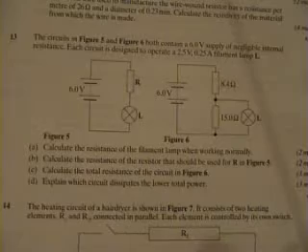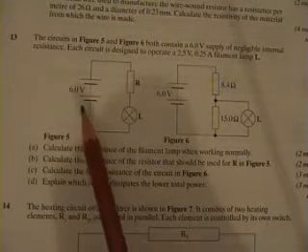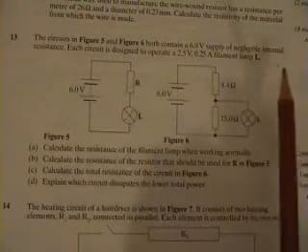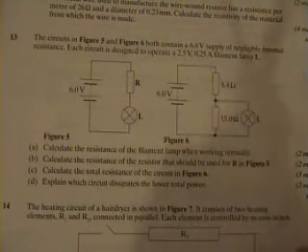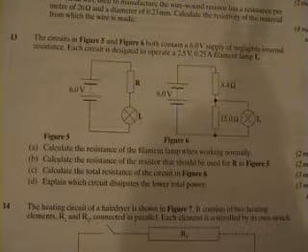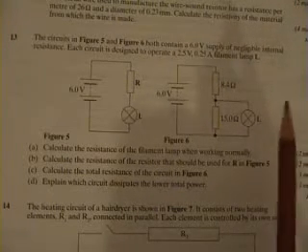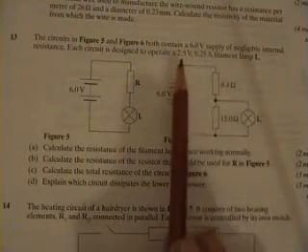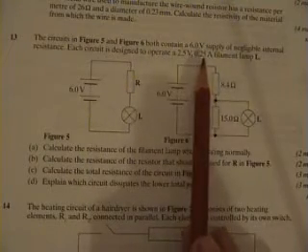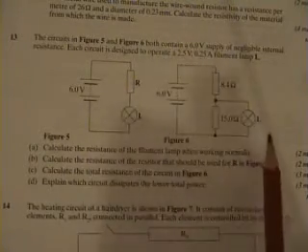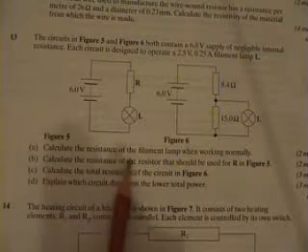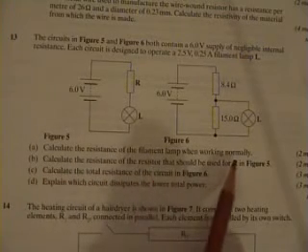Question 13 shows two circuits. They both contain a 6 volt supply, and in both cases it says the supply has got negligible internal resistance. In other words, the question doesn't involve internal resistance. And it says in each case these circuits are operating a 2.5 volt 0.25 amp bulb L. So part A, calculate the resistance of the filament lamp when working normally.